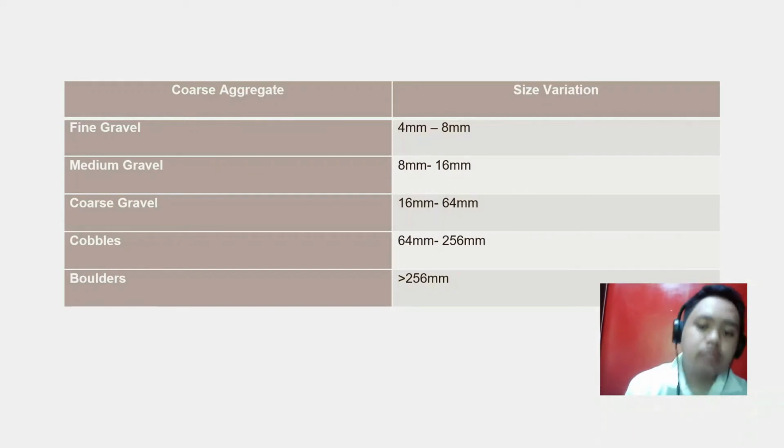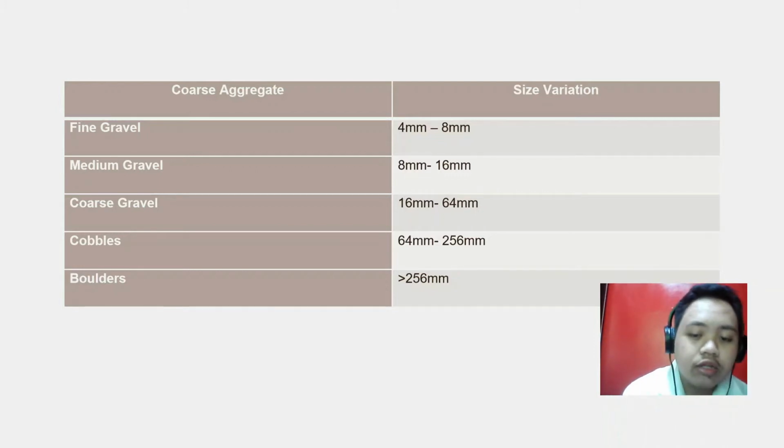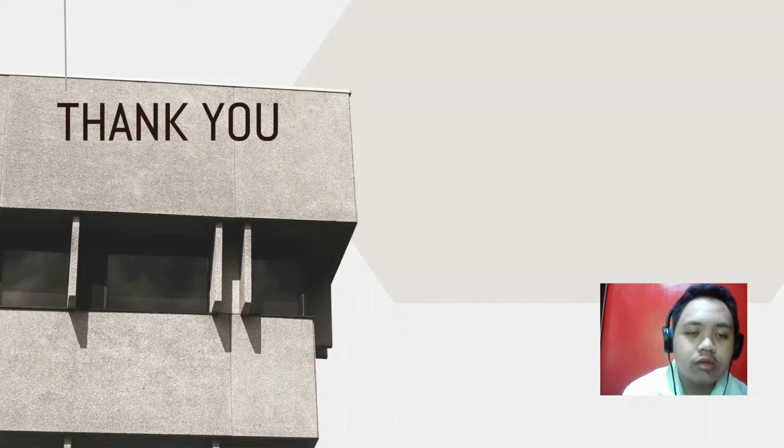Cobbles are 64mm to 256mm in size, and boulders are very large, greater than 256 millimeters. So those are the methods of extraction and processes and the classifications of aggregates based on their shapes and sizes.